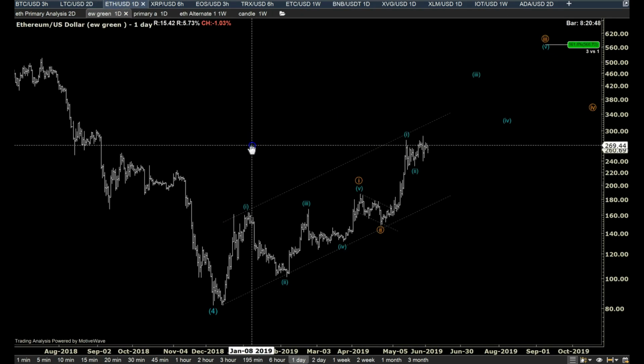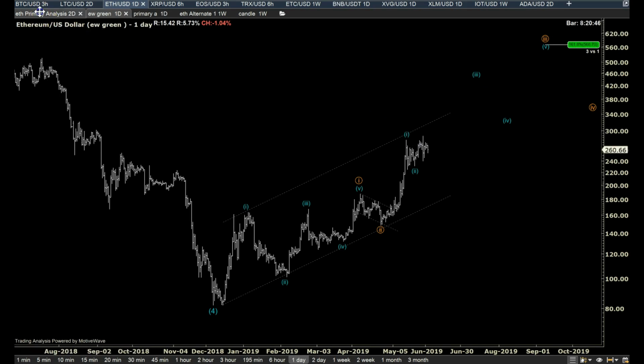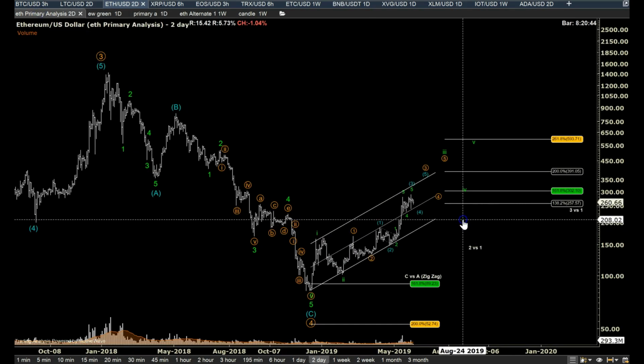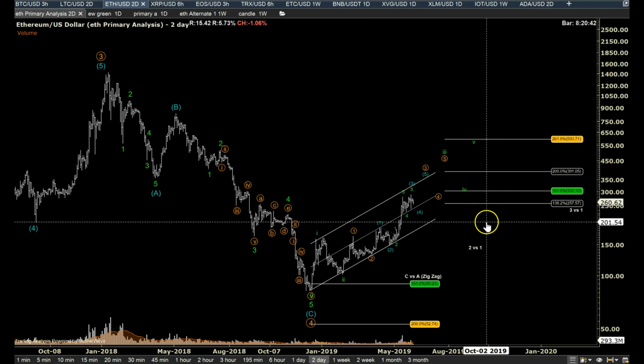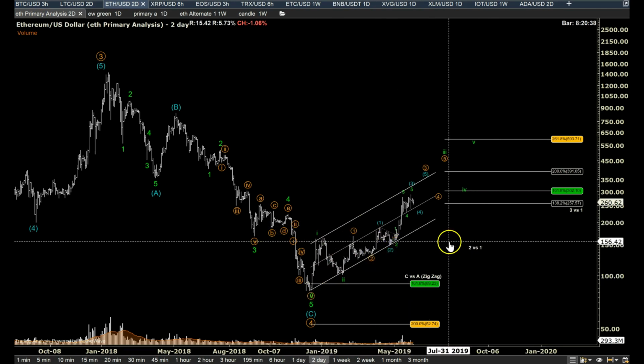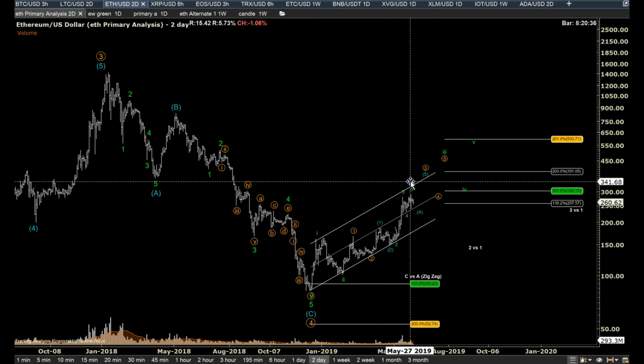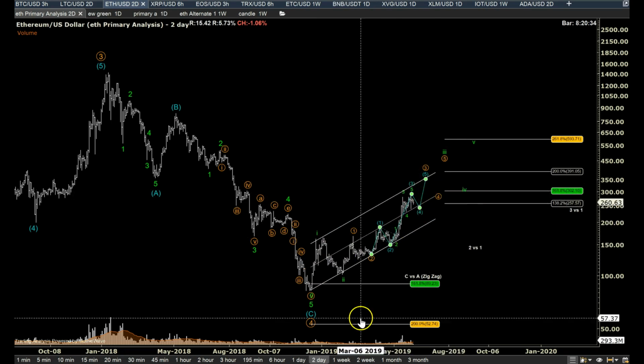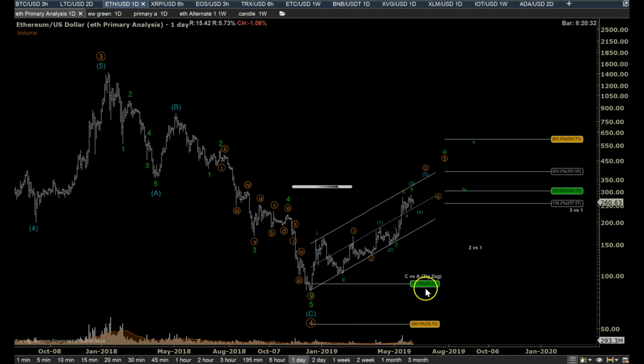Alright, then let's go up on Ethereum. I think I have a couple of counts here as well. This one is my preferred count for right now, where I have a 1, 2, 1, 2, 1, 2. Then I go 1, 2, 3, 4, 5, complete this 3, and pull back in a small 4. Let me go to a 1-day chart.